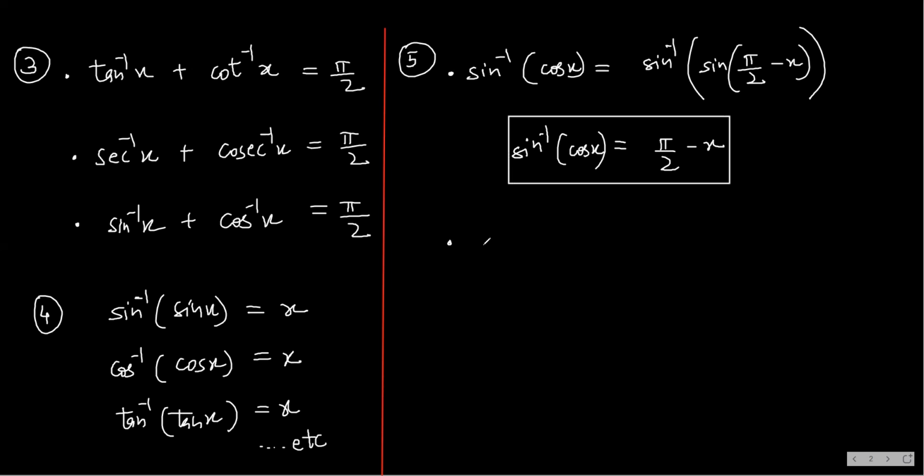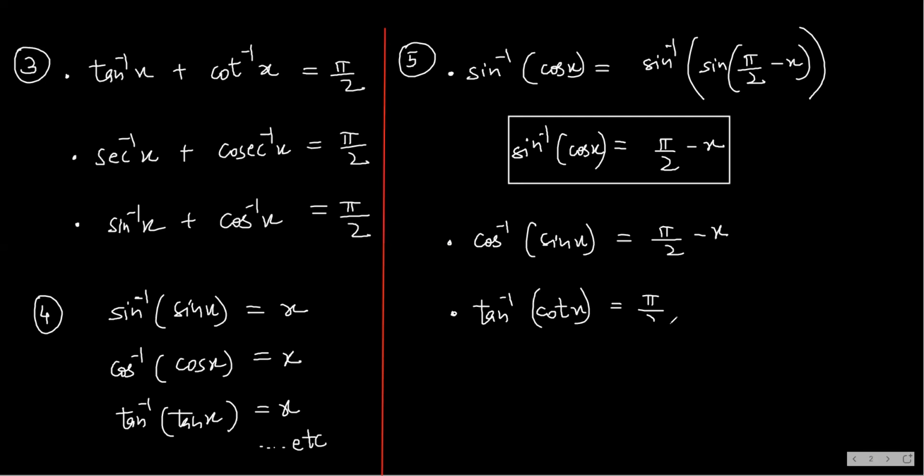Same way, look at this. If I have cos inverse of sine x, it will be pi by 2 minus x. And if I have tan inverse of cot x, what will that be? It will be pi by 2 minus x. Okay, this way. So remember this.